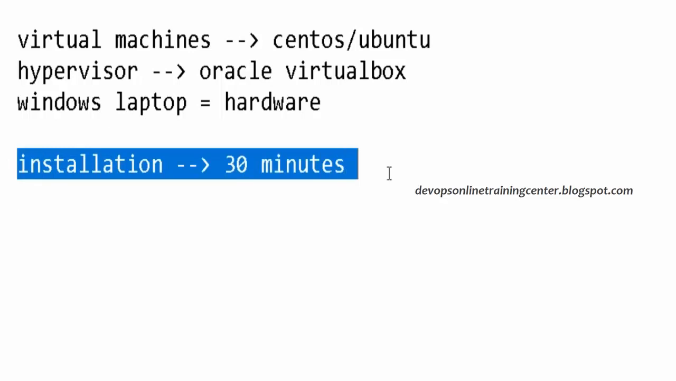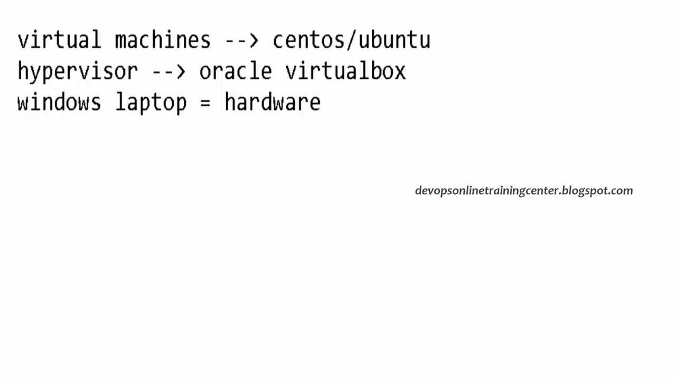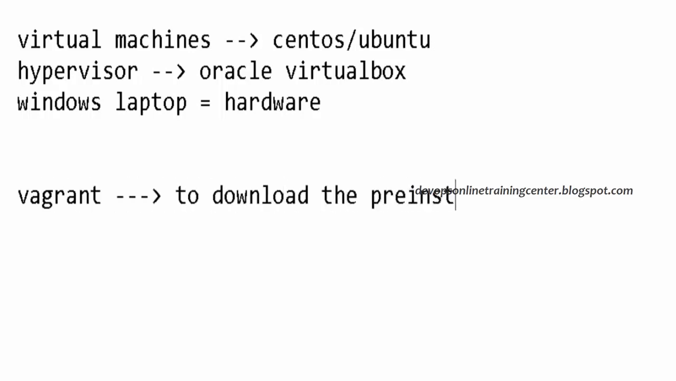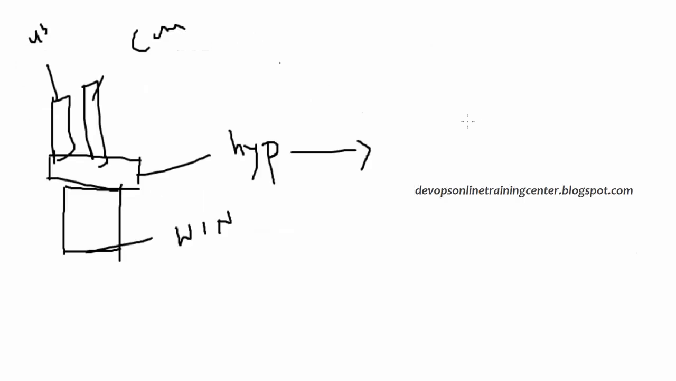So to avoid that, what we do is we can simply use Vagrant to download the pre-installed image, right? There is an image which is already present in the cloud, and we can use it to bring the VM up. Let us say this is the cloud and there is a pre-installed image. This is maintained by Vagrant.